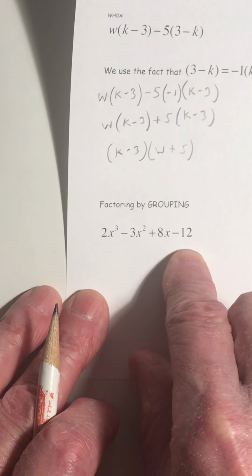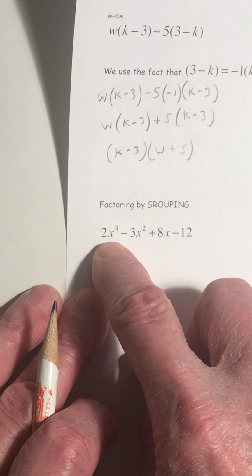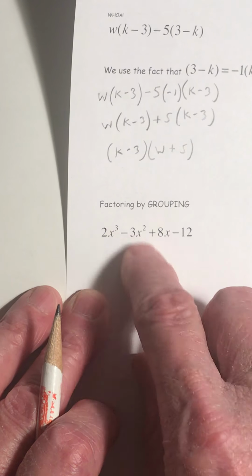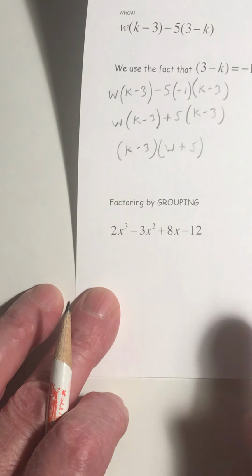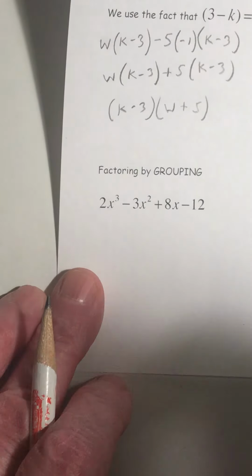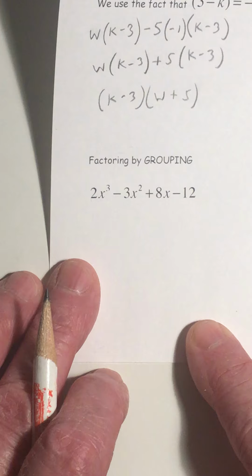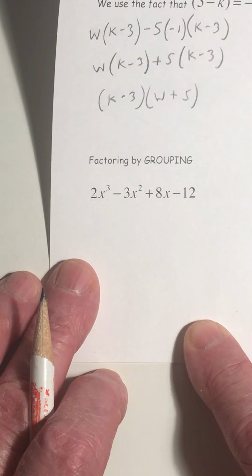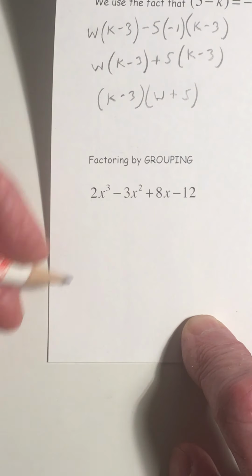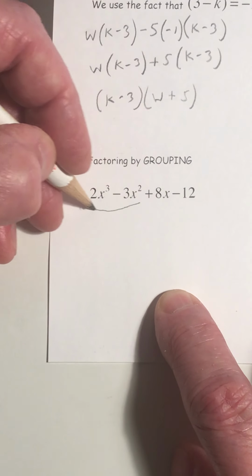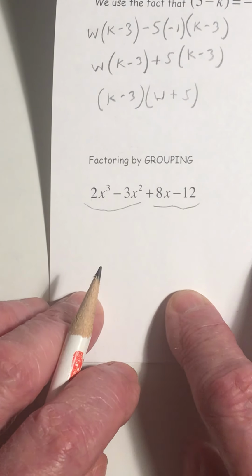Notice for these terms, there is no common factor with the numbers or with the variables. There's no number that goes into all four numbers, and we don't have an x at the end. But what we do when we do factoring by grouping, and we usually start where we see four terms, like we've got four terms here, right? We take the first two and the last two independently at first.